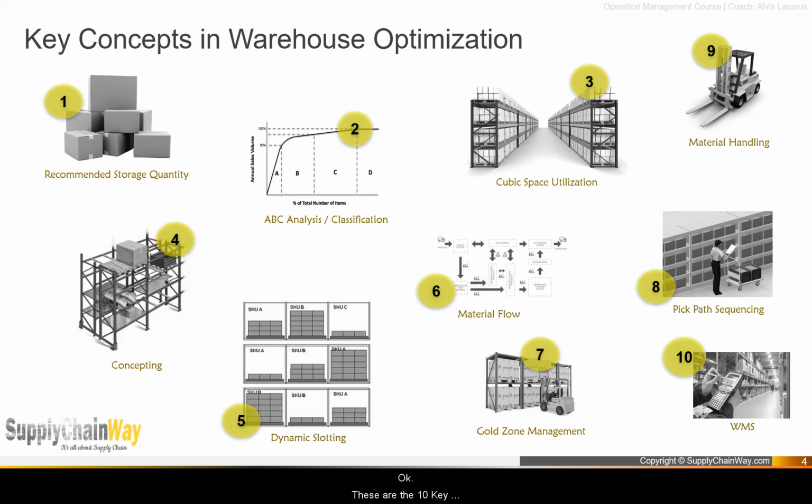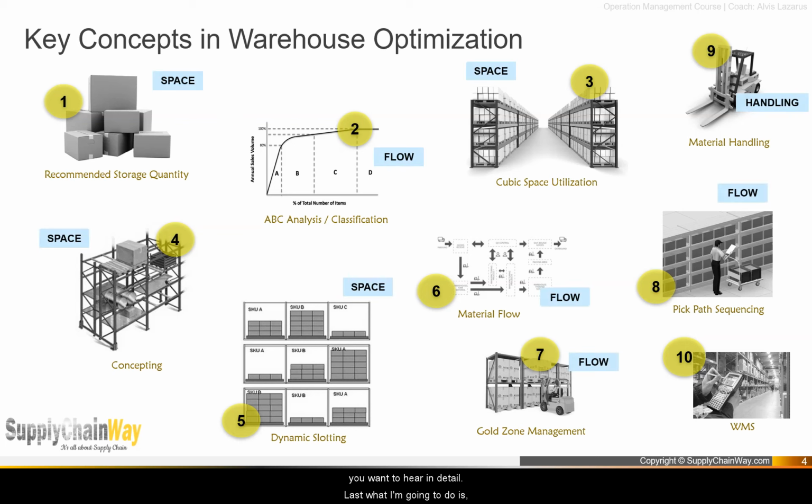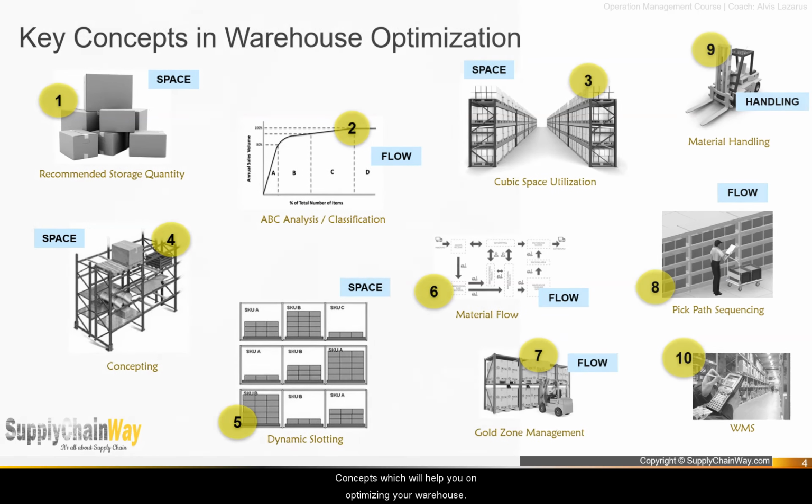Okay, so these are the 10 concepts which will help you to optimize your warehouse. Within these 10 techniques, what I have just explained is just a brief about each technique. If you want to know more in detail about a technique, just go down to the comments and write which technique you want to hear in detail. Lastly, I'm also going to show you the impact. As you can see, I have quickly shown which concept impacts space, which concepts impact flow, and which concept impacts handling, and all these concepts impact the cost. So these are the 10 key concepts which will help you optimize your warehouse.